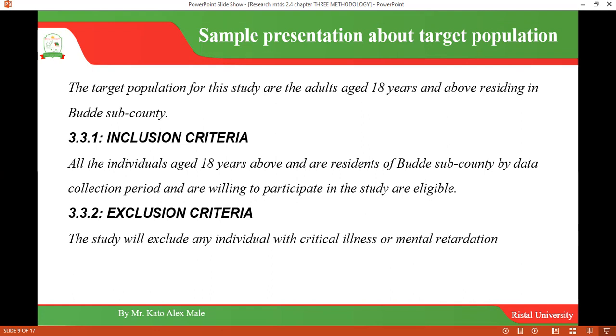For example, are you 18 years and above? Yes. Are you a resident of the sub-county? Yes. Are you willing to participate in the study? Yes. Then you are in the inclusion criteria. But again, are you mentally okay or do you have any critical illness? So if yes, then this member is in the exclusion criteria. I guess people have tried to obtain the details of this. You get it? So someone will fall in the exclusion criteria only and only if they have been falling in the inclusion, but they have some extra characteristics that have not allowed them to proceed.